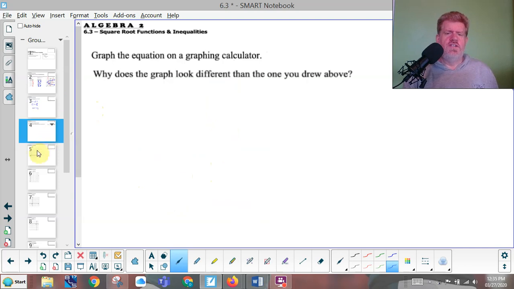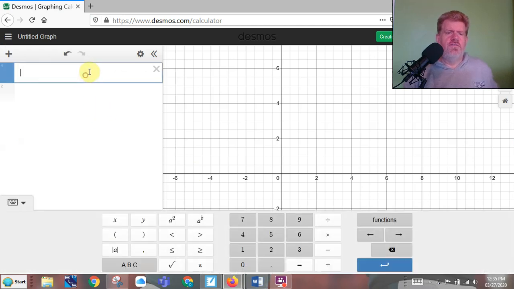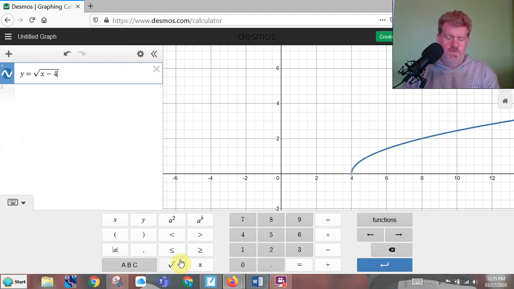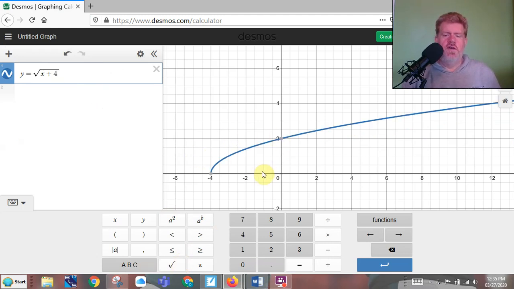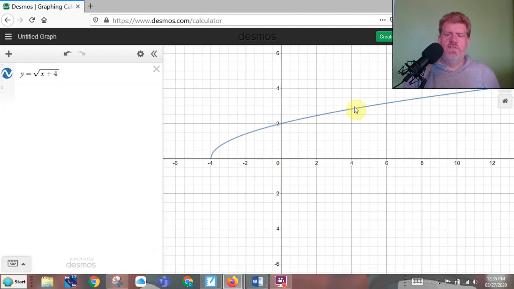All right, let's take a look at the graph. I am going to call this up real fast, and let's look at the graph of y equals the square root of x plus 4. Whoops, I'm sorry, it was x plus 4. What do you notice about the graph? Where's the other half? Why is it only this part?